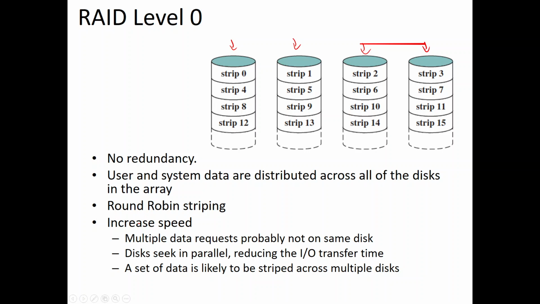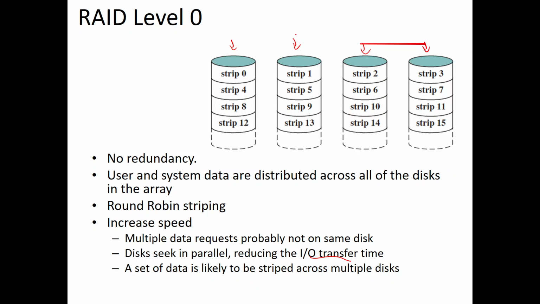Okay. The advantages ataupun kita kata the performance. Okay. So, they increase speed. They have increased speed. So, because of the multiple data request probably not on the same disk. Okay. So, sometimes what they request is not on the same disk. So, the disk seek is in parallel, which will reduce the I/O transfer time.